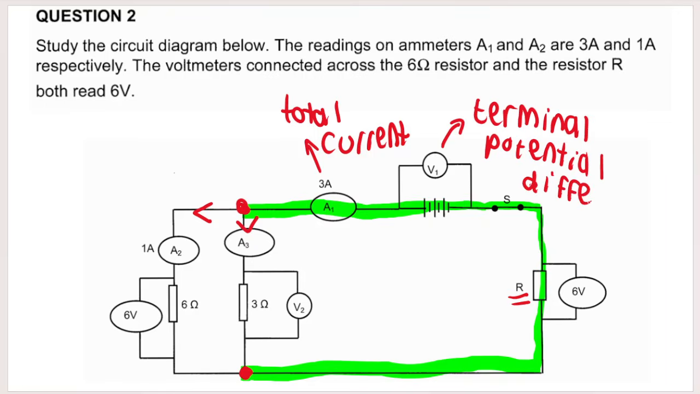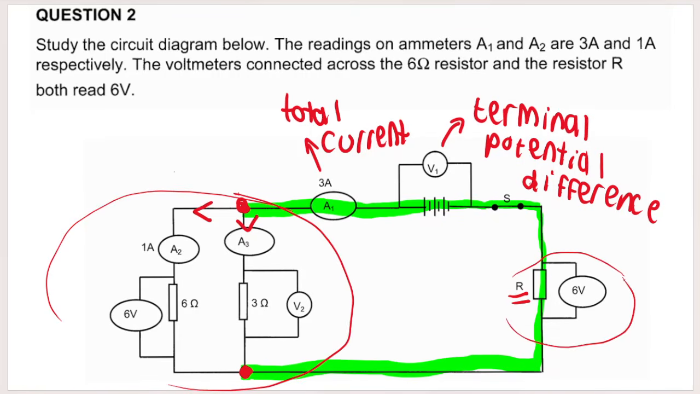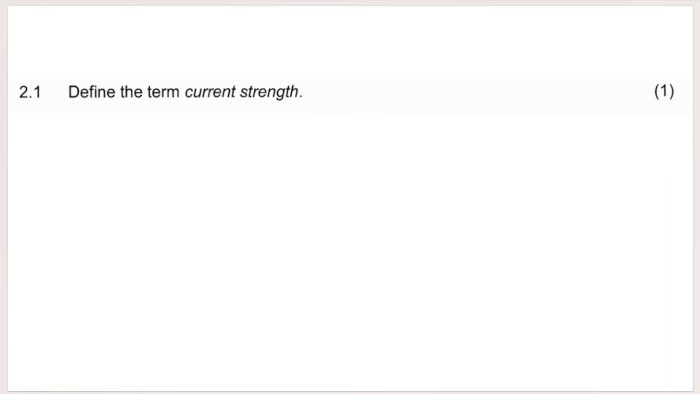Okay. And how it works is that V1, some of it will go to the parallel combination and the rest will go to this resistor. So we can see this resistor is 6 volts. So the rest of that terminal potential difference will go to the resistors in parallel, which is also 6 volts. So if 6 volts goes here, 6 volts goes here, it means that V1 must be 12 volts. And that's actually one of the first questions. So my first question is to define the term current strength.